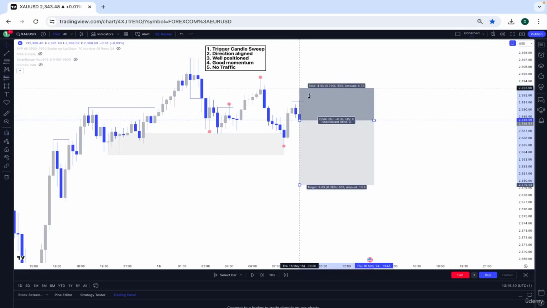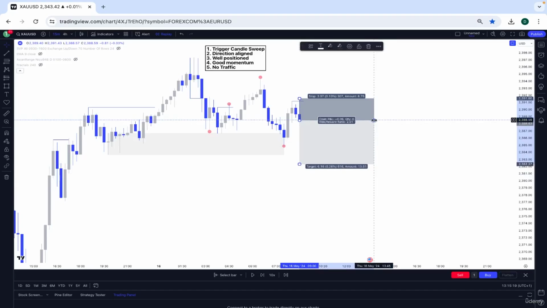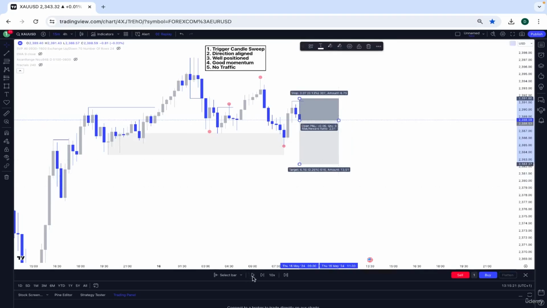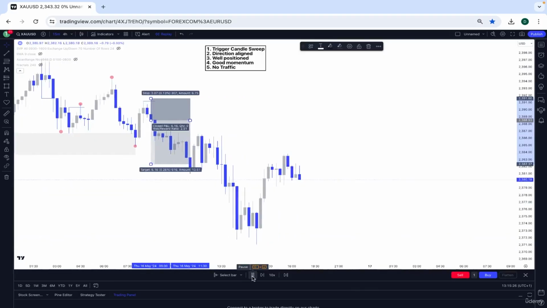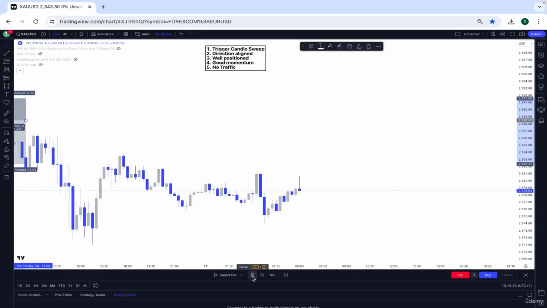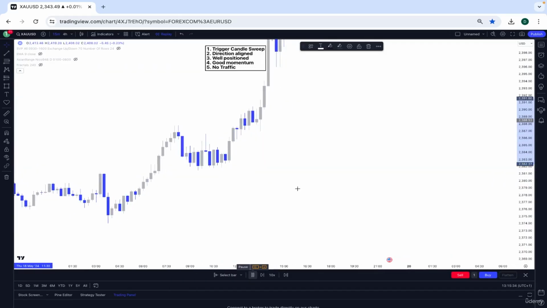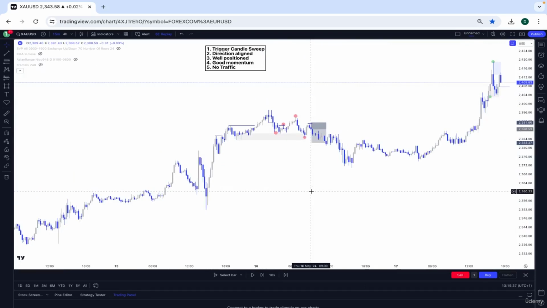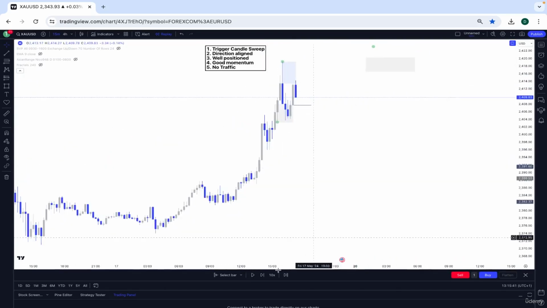So we'd enter there, stop would be above, and let's do 2R. We already know it hits profit anyway, but as you can see, hits profits. So let's move on to the next one. I think there's only a couple more. TradingView doesn't want to stop. There we go.